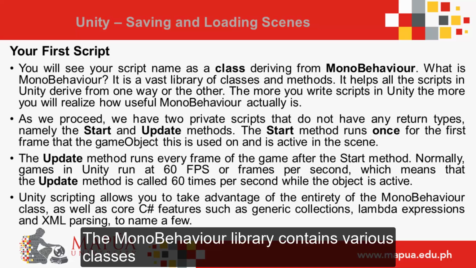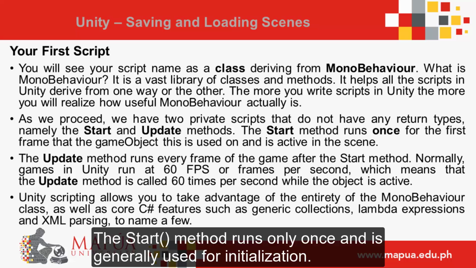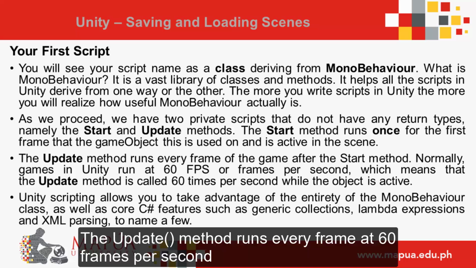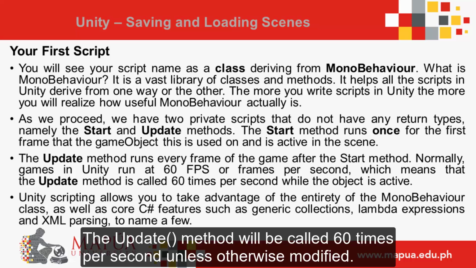The MonoBehaviour library contains various classes and methods that are very useful when scripting in Unity. The Start method runs only once and is generally used for initialization. The Update method runs every frame at 60 frames per second after the Start method is called. The Update method will be called 60 times per second unless otherwise modified.